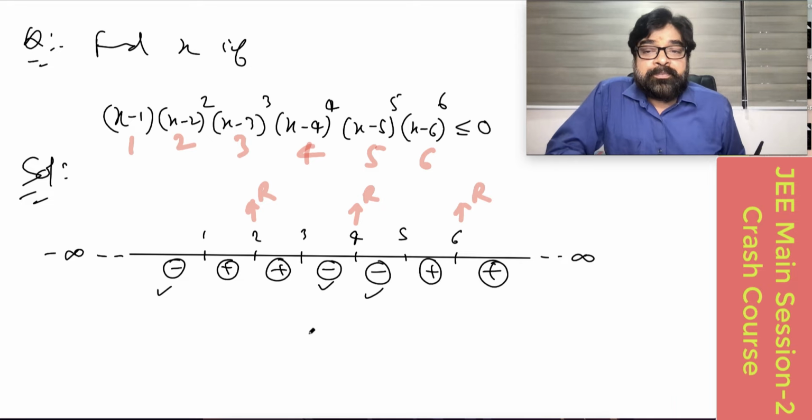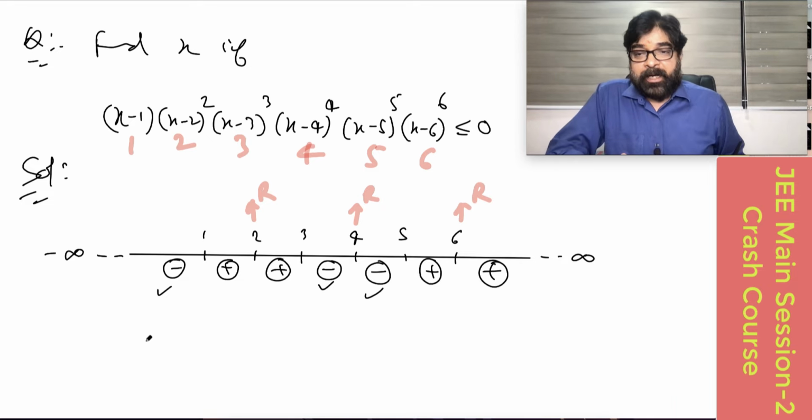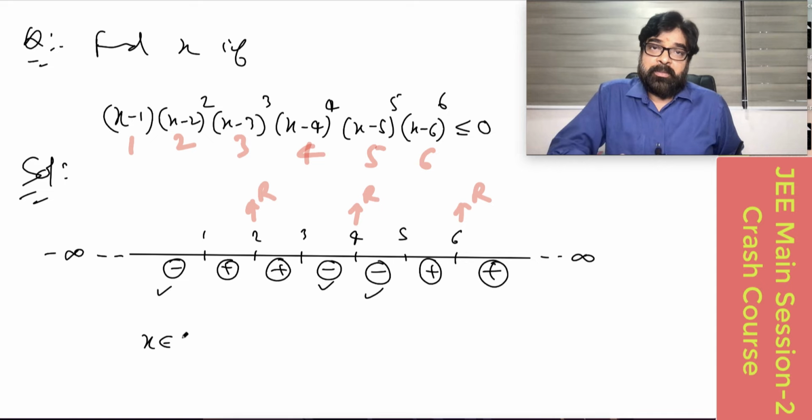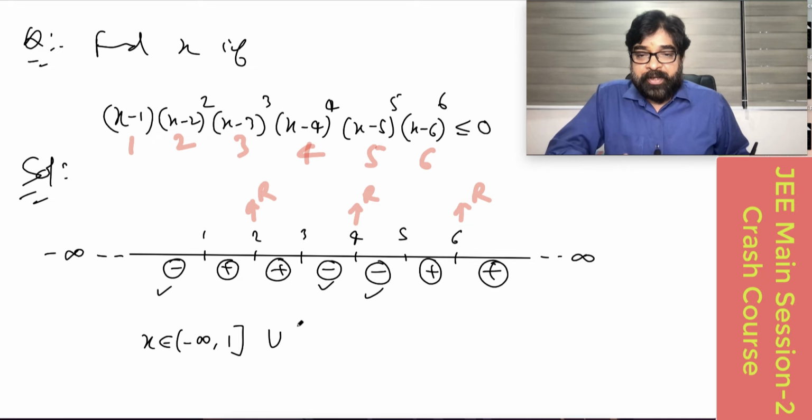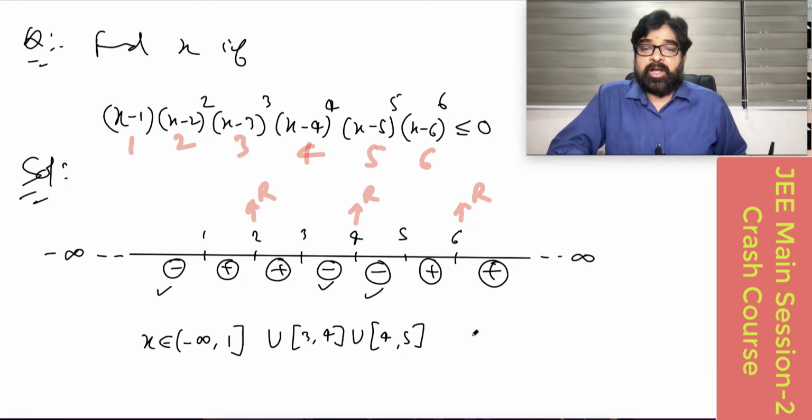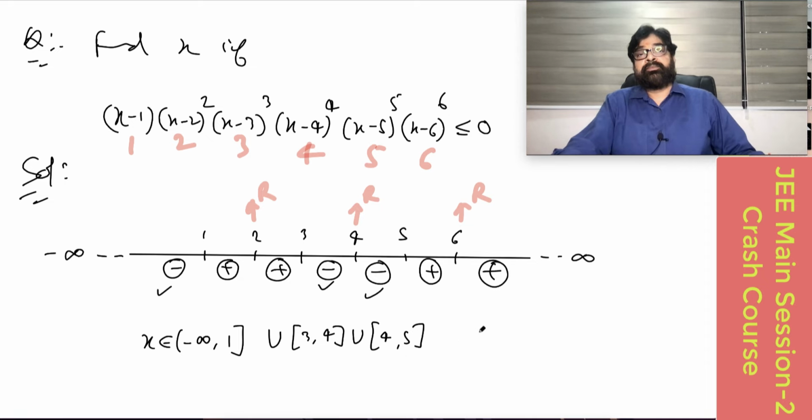Yes, sir. Okay. I want negative. The x element of minus infinity to 1 closed, because everything is the numerator critical point, union 3 closed to 4 closed, union 4 closed to 5 closed. That's all.